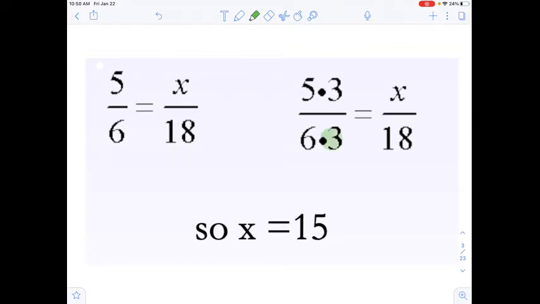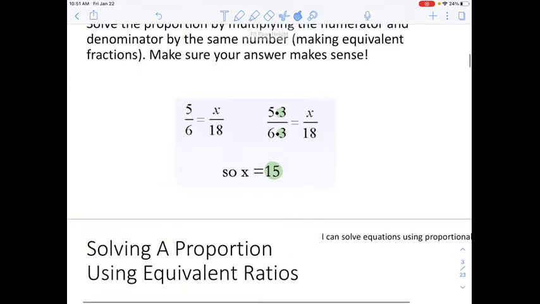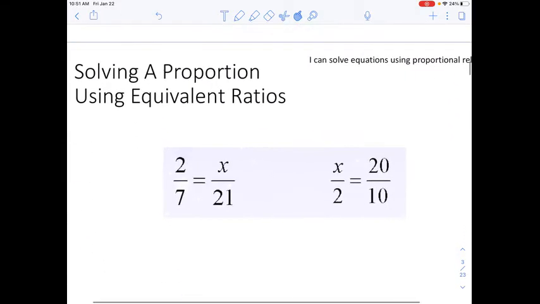Well, I know that on my denominator, 6 times 3 is 18. Whatever I do to the denominator, I have to do to the numerator. 5 times 3 is 15. So I know that x is 15. 5/6 is equivalent to 15/18. Those are proportional. So that's one way to check.